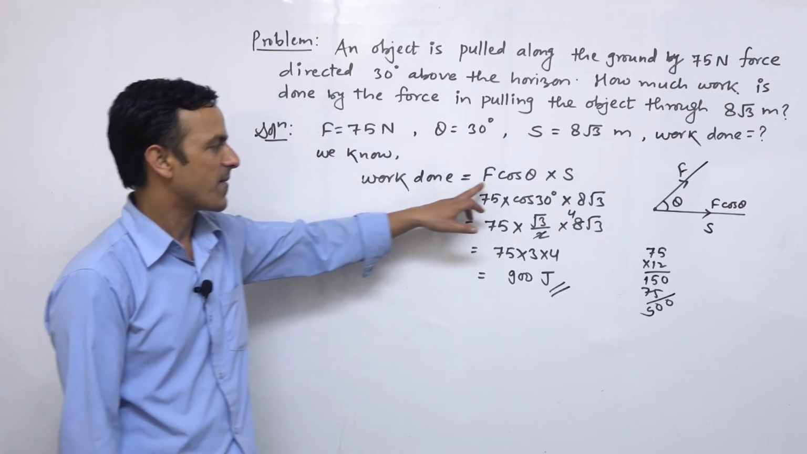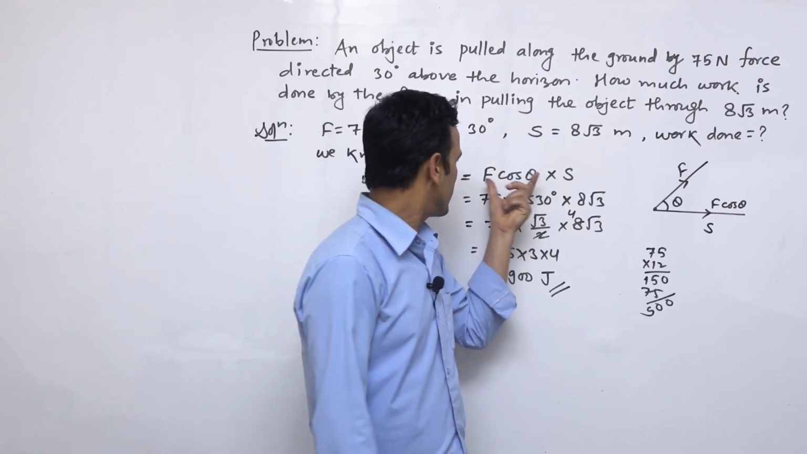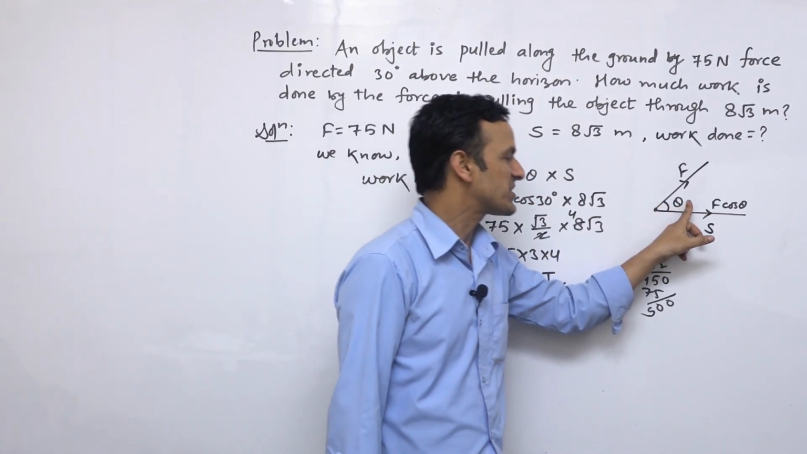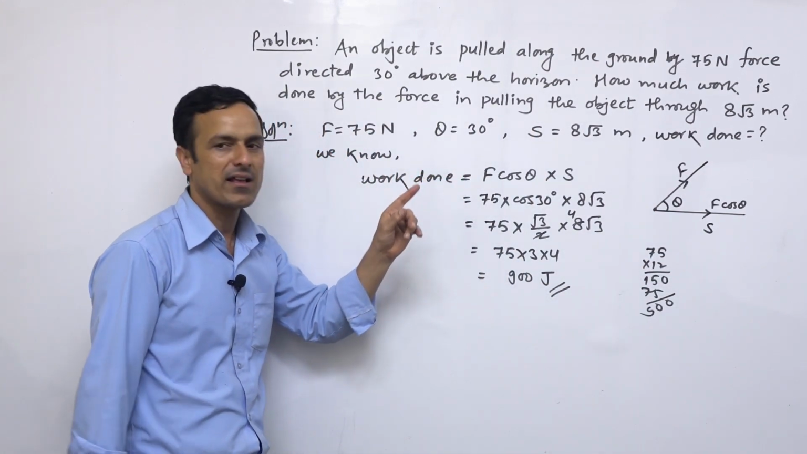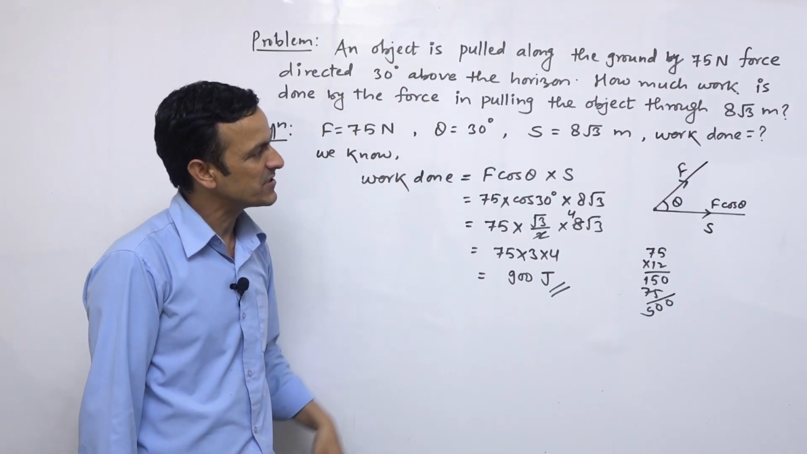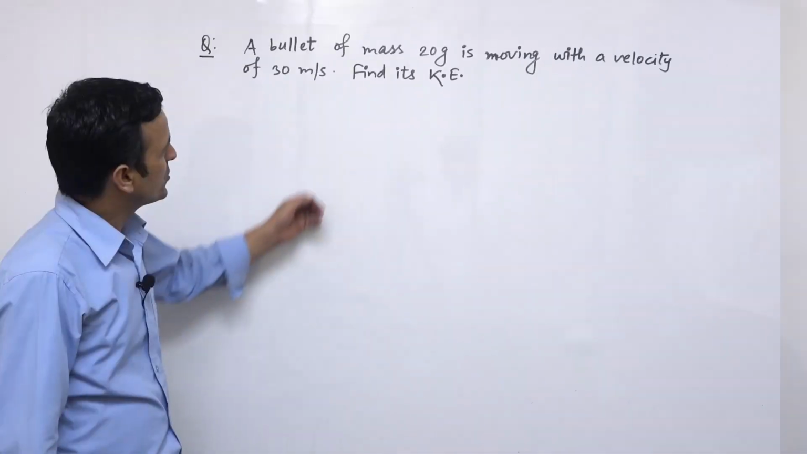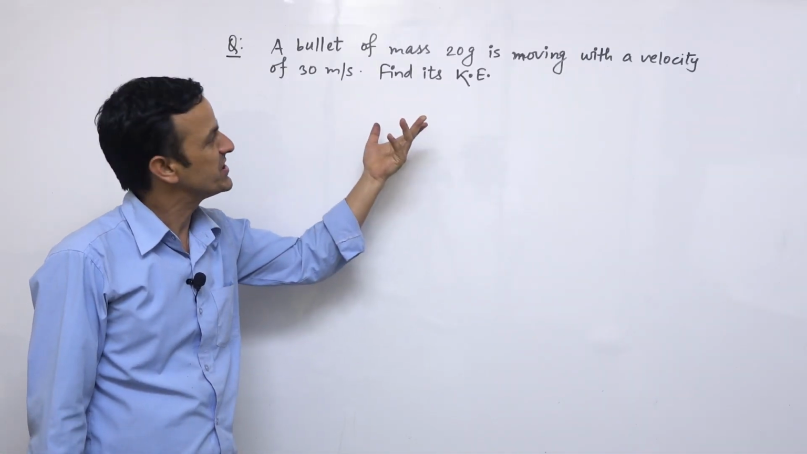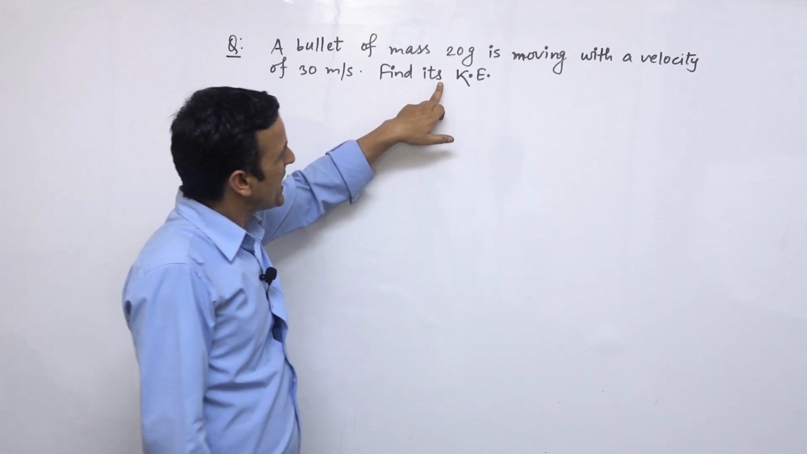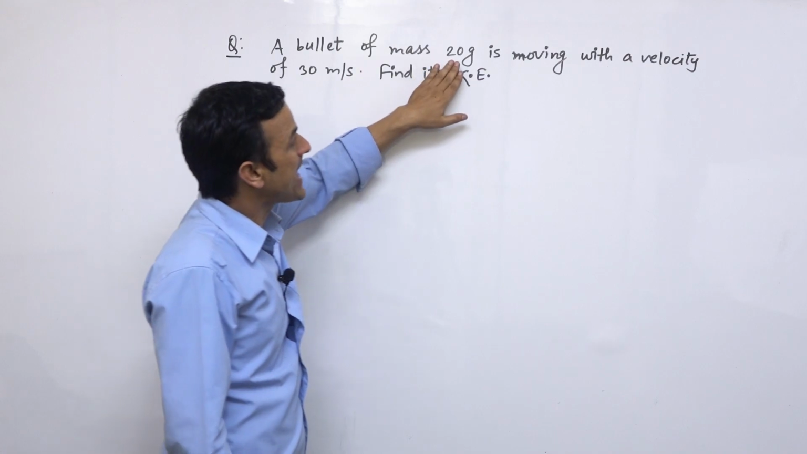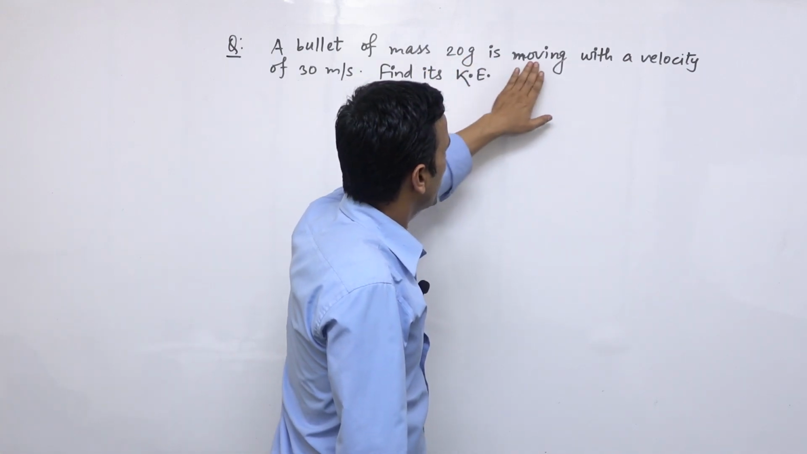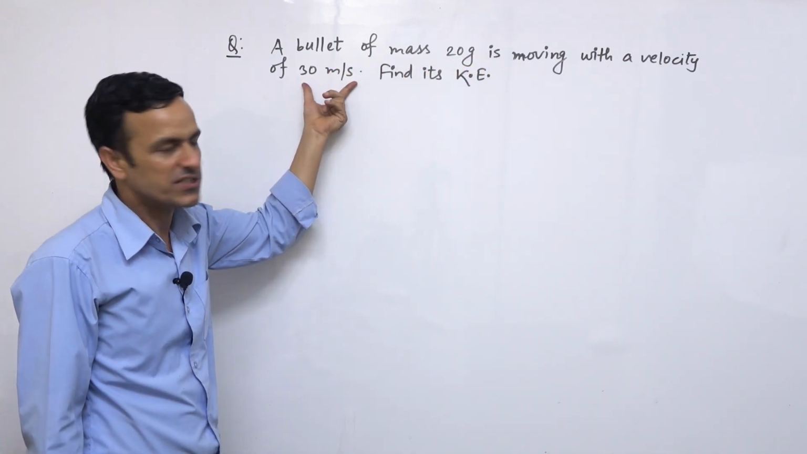So in this way, we can apply the formula of work done in the case of an inclined plane, when some angle is made by this object while moving the displacement. So this question is based on kinetic energy. So we have to find the kinetic energy of this bullet whose mass is 20 gram and which is moving with this velocity.